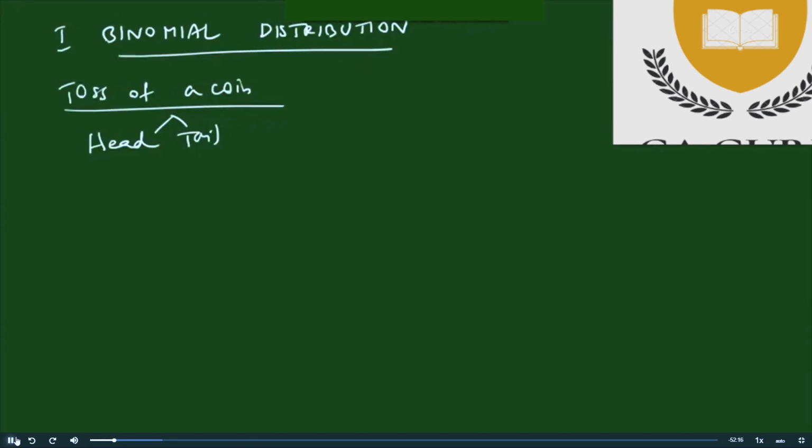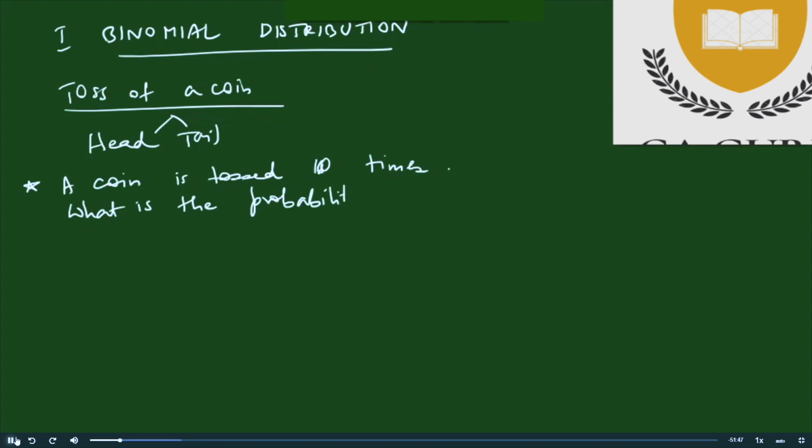To come to binomial distribution, I'll first go back to my toss of a coin example. Suppose I give you a problem where I say that a coin is tossed 10 times. What is the probability of getting 7 heads? If I give you a question like this, will you be able to do it with a manual method? Is it possible even?